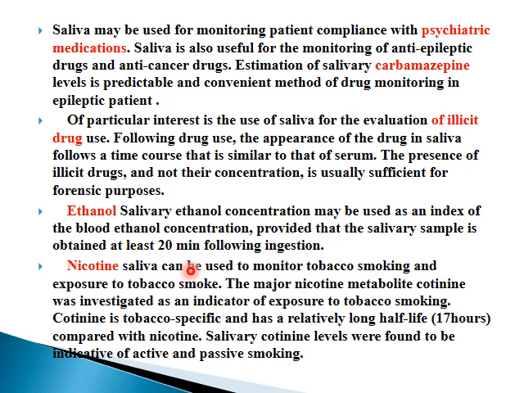Nicotine. Saliva can be used to monitor tobacco smoking and exposure to tobacco smoke. The major nicotine metabolite, cotinine, was investigated as an indicator of exposure to tobacco smoking. Cotinine is tobacco specific and has a relatively long half-life, about 17 hours. Compared with nicotine, salivary cotinine levels were found to be indicative of active and passive smoking.